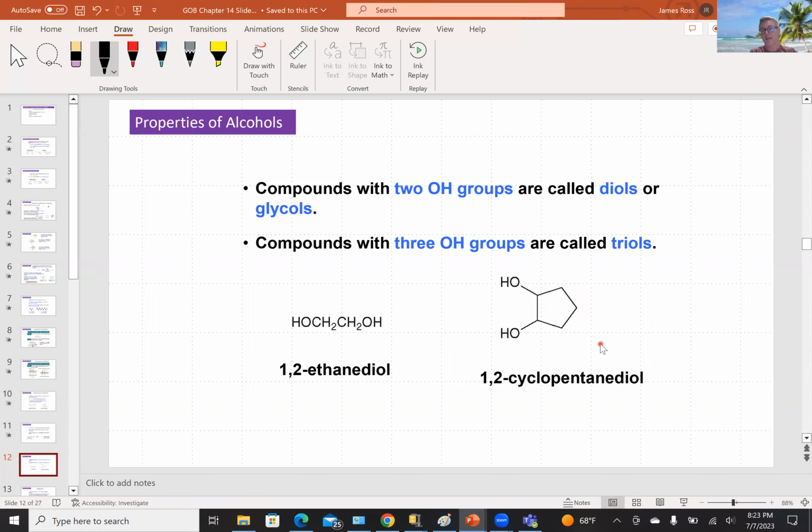Looking now at a cyclic example, we have 1,2-cyclopentane diol. Clearly, it's a cyclopentane. It's got 2 alcohols. By definition, one of them is carbon 1, and we hit the other one as quick as we can, which in this case means carbon 2. So hence the name 1,2-cyclopentane diol.